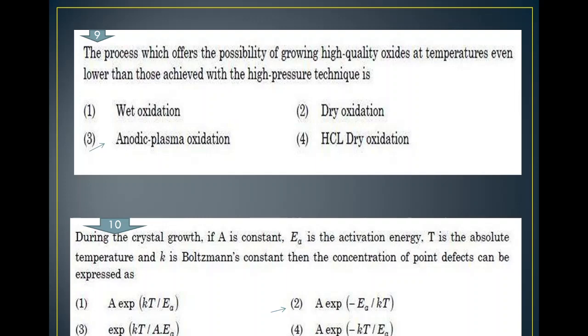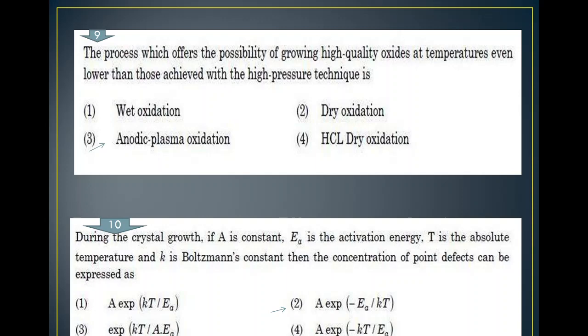Next question, question number 10. During crystal growth, if A is a constant, EA is the activation energy, T is the absolute temperature, and K is the Boltzmann constant, then the concentration of point defects can be expressed as. First option, A exponential KT upon EA. Second option, A into exponential minus EA upon KT. Third option, exponential KT upon A into EA.